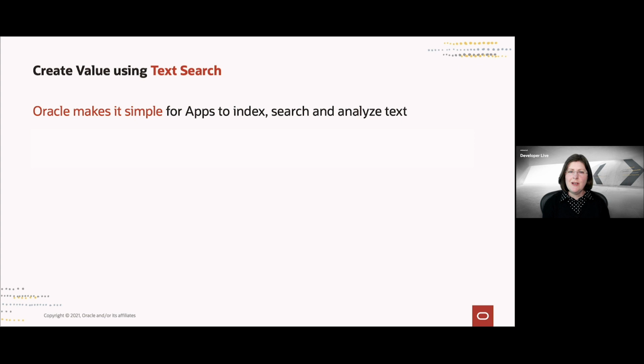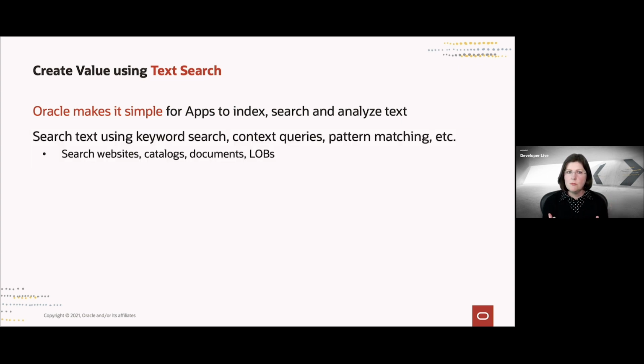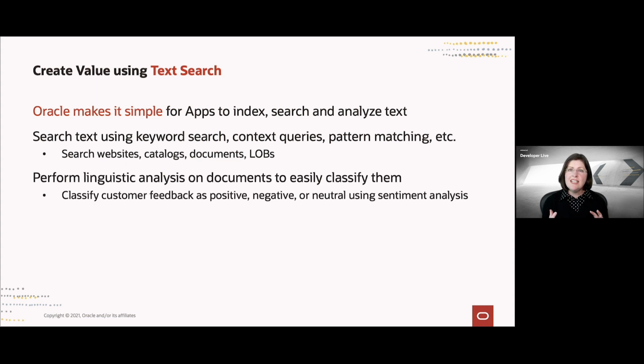Now, speaking of storing large amounts of documents, one of the greatest ways to access all of that data, of course, is to use text search. And Oracle makes it incredibly simple for you to be able to take advantage of searching and analyzing text inside your applications, whether that's keyword search, context queries, or pattern matching, because it's built into the Oracle database. And not only can you do that, but you can also perform linguistic analysis on documents to make it really easy to classify them. So for example, if we were streaming our customers' feedback from social media into our application, then we can classify that feedback as either positive, negative, or neutral automatically by taking advantage of the text search capabilities inside the database.